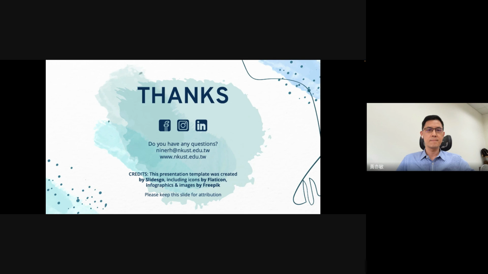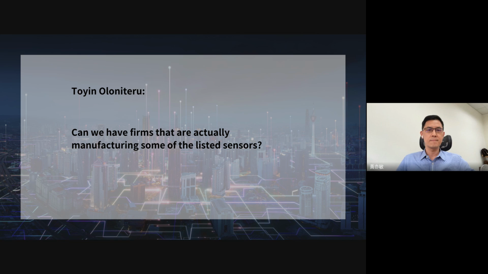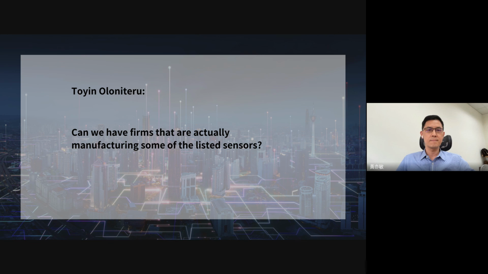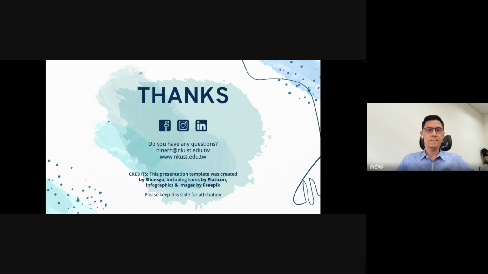Okay, so we still have a lot of work to do. I have a question from Chou. Can we have firms that actually manufacture some of the listed sensors? Yes. Some of the sensors are commercial products. You can find similar products on the market for practical application and use cases.